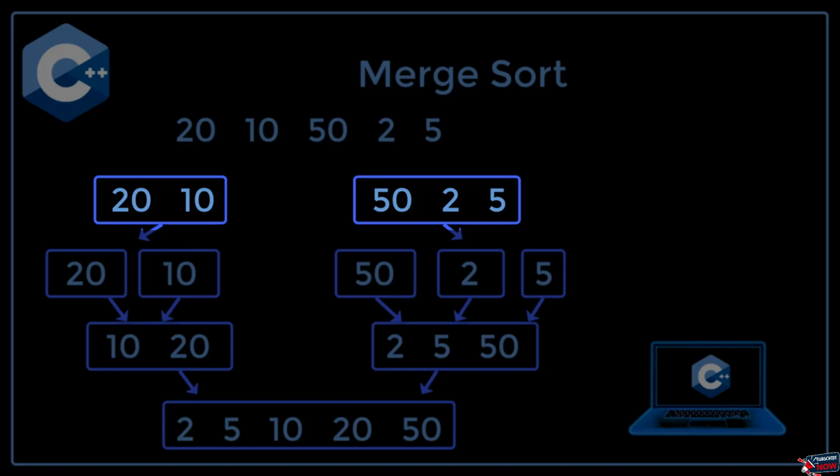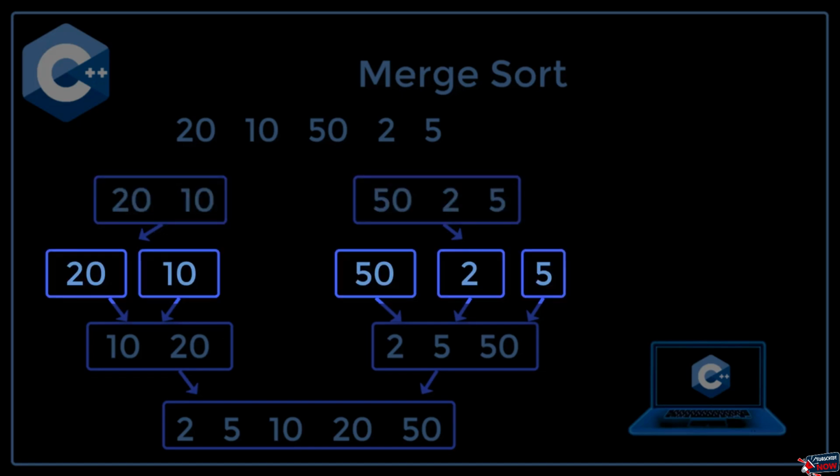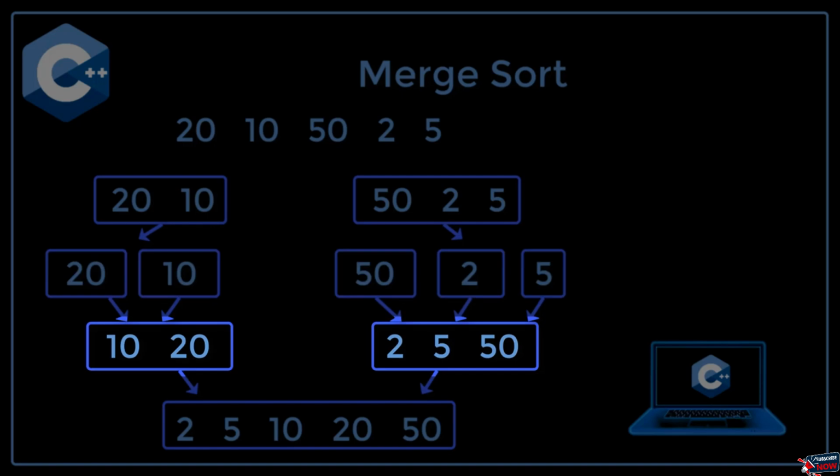Now we have one sublist with the values 20 and 10, and the other with the values 50, 2, and 5. We can break the list on the left down into two sublists, one holding a value of 50 and the other holding the values 2 and 5. At this point, we can start recombining the sublists and sorting as we go.